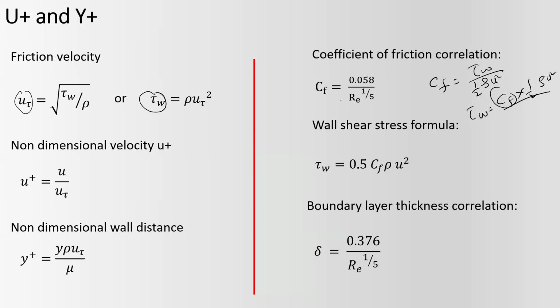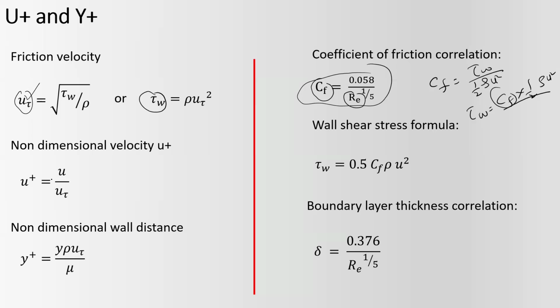Cf I can find from the correlations which are given here, and they are different for turbulent flow and for laminar flow. But because u plus and y plus are only for turbulent flow, this is the equation for turbulent flow. And what you need here is the Reynolds number. Put the Reynolds number value here and you will find the Cf value. Cf varies on the wall from point to point, but this is a very good approximation. So from this value, you can find the wall shear stress, and you can put that value into the equation here, divide by the density, and take the square root, and you will find the friction velocity.